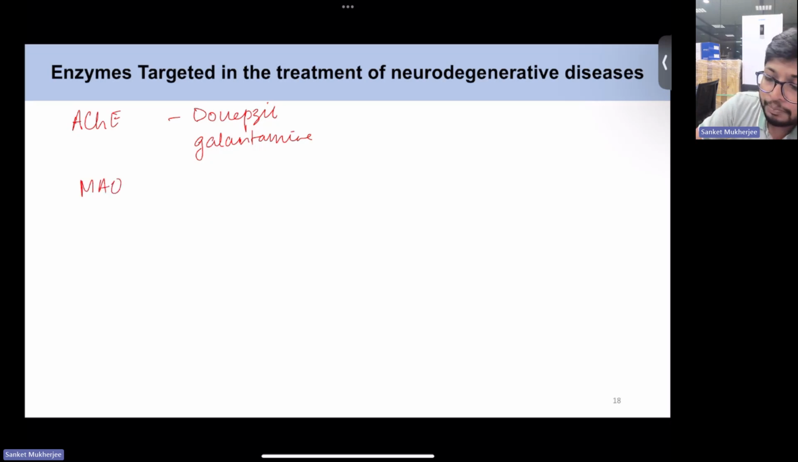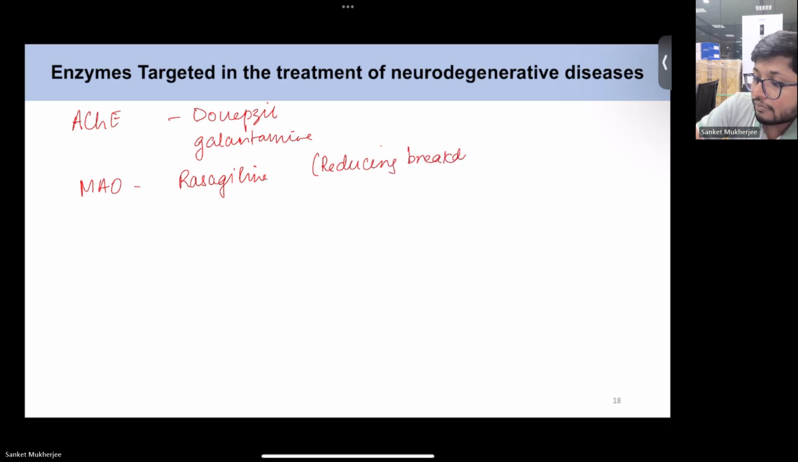monoamine oxidase can be inhibited by rasagiline, which performs a selective and irreversible inhibition of monoamine oxidase, reducing the breakdown of dopamine. Very effective in case of Parkinson's disease.